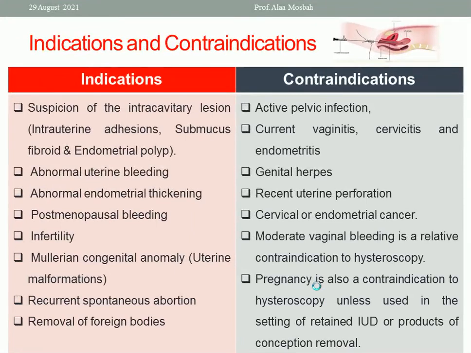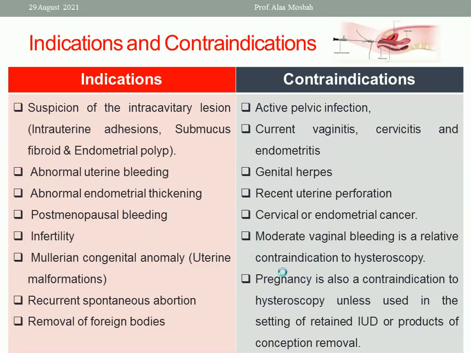What is the indication for hysteroscopy? Any suspicion of intracavitary lesion like endometrial polyp, like submucous myoma, like intrauterine adhesions, cases with abnormal uterine bleeding. Hysteroscopy can be diagnostic and also can take a biopsy from a suspicious area of the endometrium for histopathological evaluation, and also can be therapeutic in cases of abnormal bleeding. If malignancy is excluded, I can do resection of the endometrium as a treatment for abnormal uterine bleeding and as an alternative to hysterectomy.